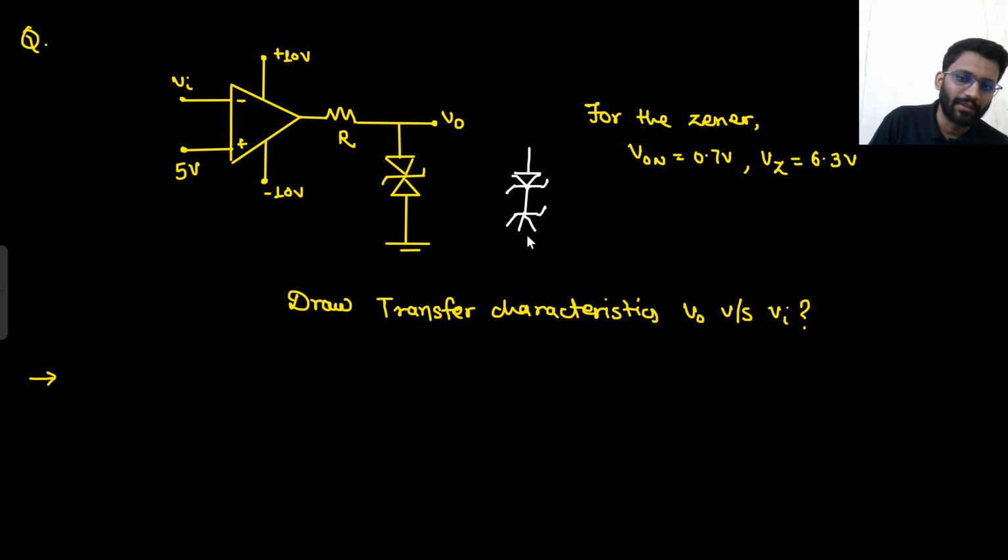There are two Zener diodes. This is what it means, that there are two Zener diodes. Sometimes they can show it in one only. There are two Zener diodes connected like this.